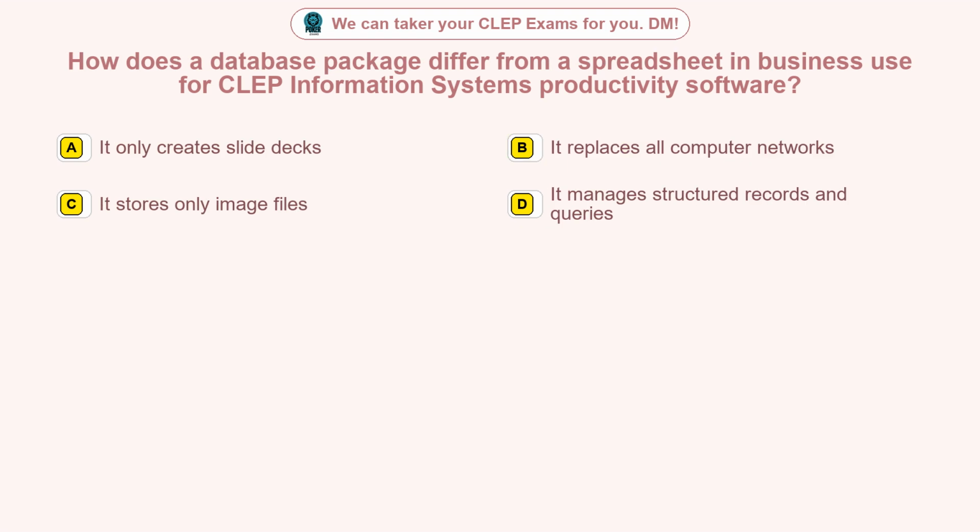Question 2. How does a database package differ from a spreadsheet in business use for CLEP Information Systems productivity software? Option A. It only creates slide decks. Option B. It replaces all computer networks. Option C. It stores only image files. Option D. It manages structured records and queries. The correct answer is option D. It manages structured records and queries.